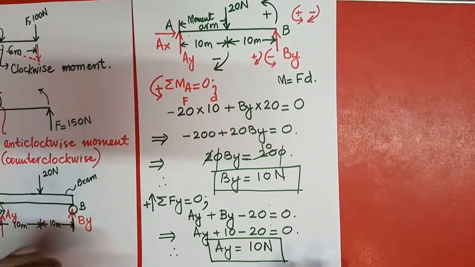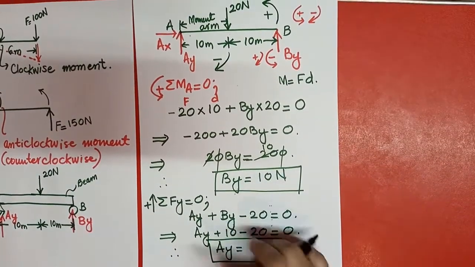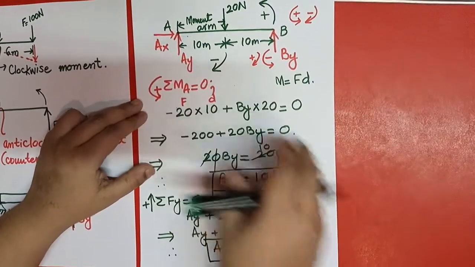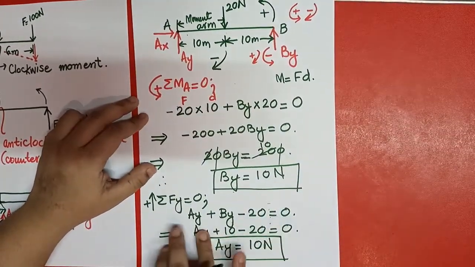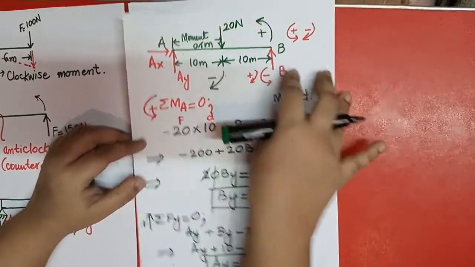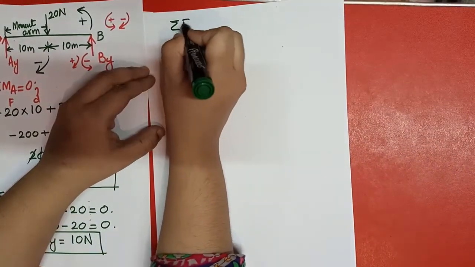So this is the way to calculate the support reactions. I have calculated Ay and By. These are the support reactions, and one support reaction is left, that is Ax. So what I have to do is sum up horizontal forces, because this is the horizontal force. These were the vertical forces. So I have to sum up horizontal forces here.